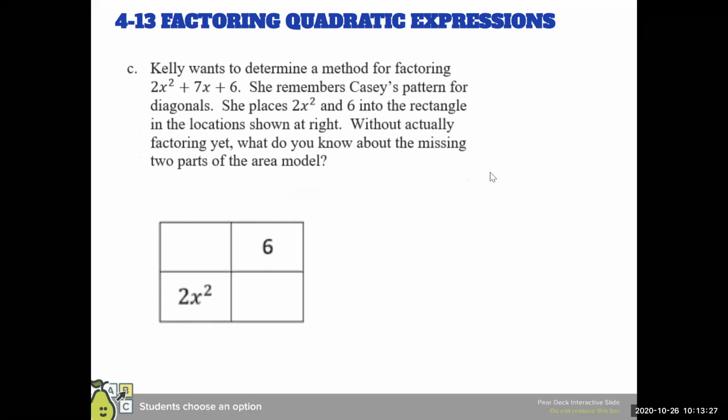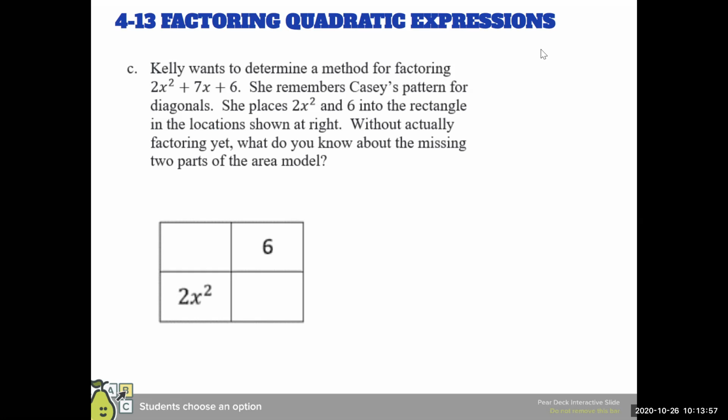So we're going to learn a little bit more careful way of organizing our work. All right, part C. Kelly wants to determine a method for factoring 2x squared plus 7x plus 6. She remembers Casey's pattern for diagonals. She places 2x squared and 6 into the rectangle in the locations here down below. Without actually factoring yet, what do you know about the missing two parts of the area model?